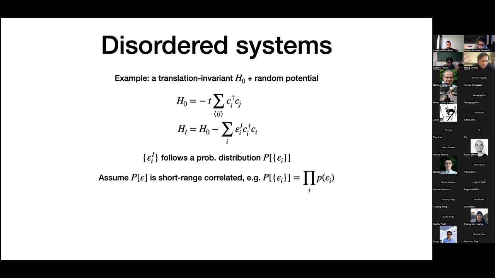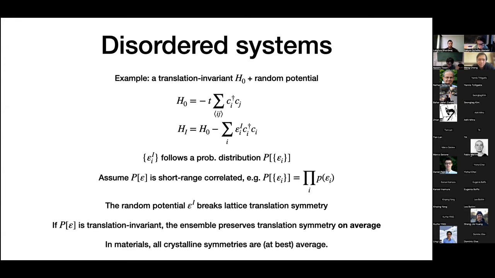H0 would be the hopping Hamiltonian for electrons on the lattice, and it's completely translation invariant. But we can have some disorder random potential given by this epsilon of little i, and the big I labels different realizations of disorder. So this is quenched disorder. We really just have an ensemble of different Hamiltonians, so we have an ensemble of ground states. And this epsilon follows some probability distribution, which is assumed to be short-range correlated, so the potentials on different places are more or less statistically independent. And this potential breaks the lattice translation symmetry. However, if the probability distribution is translation invariant, then the whole ensemble preserves the translation symmetry on average.